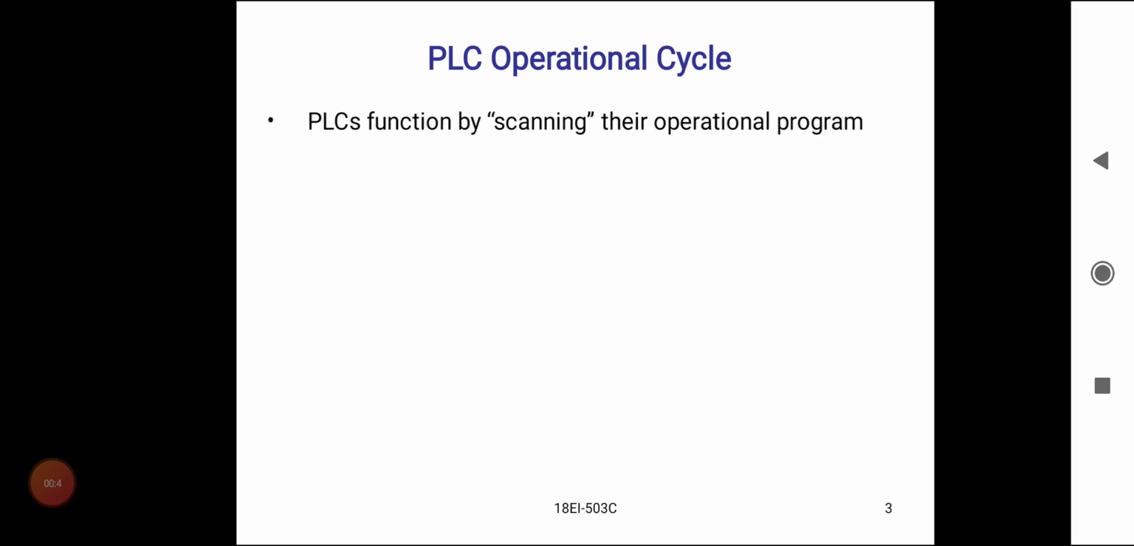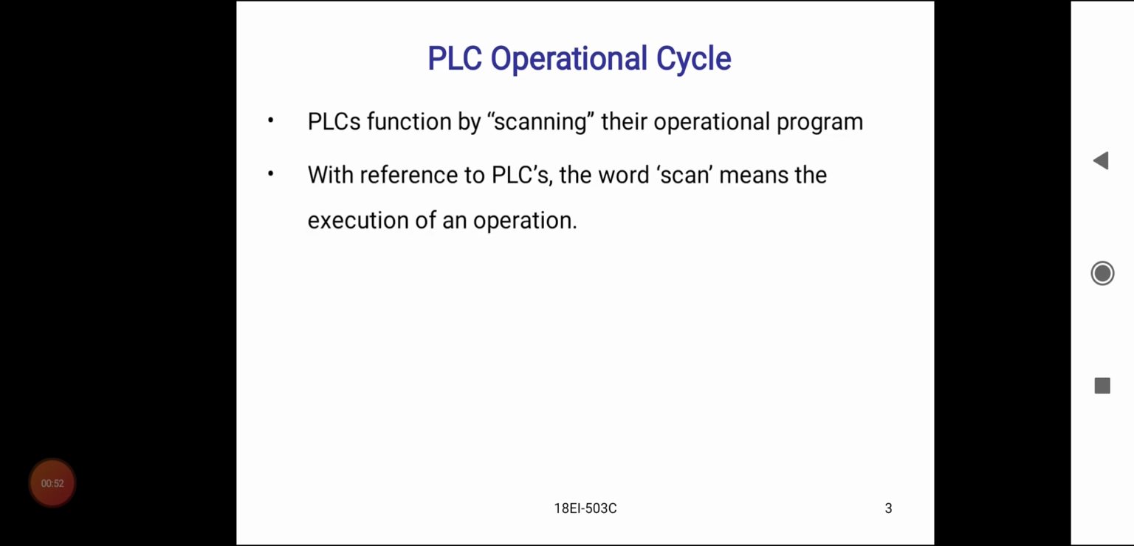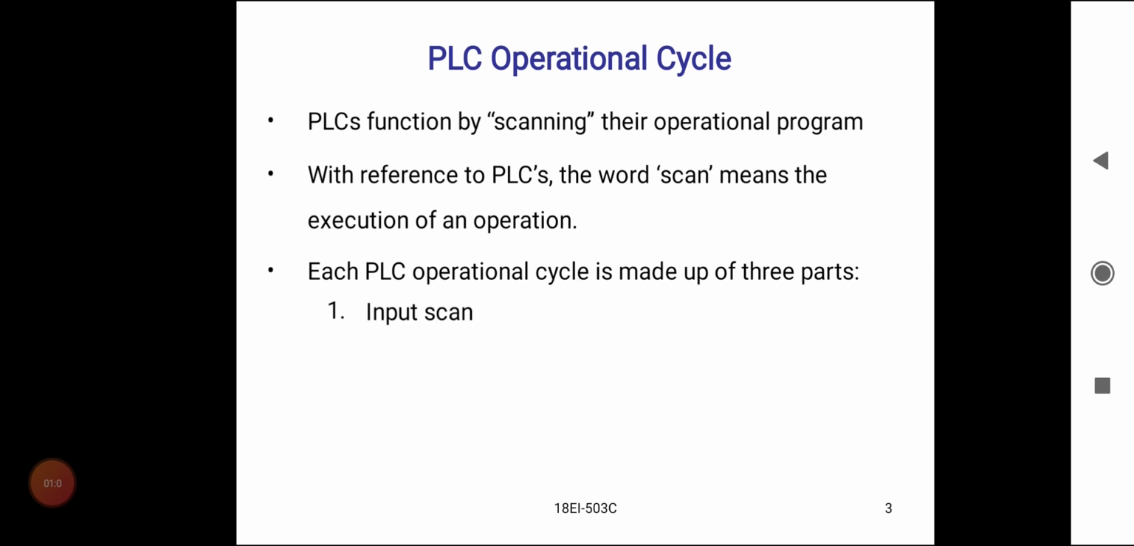PLCs function by scanning their operational program. With reference to PLCs, the word scan means the execution of an operation. Each PLC operational cycle is made up of three parts. One is input scan, two is program scan, and third is output scan.